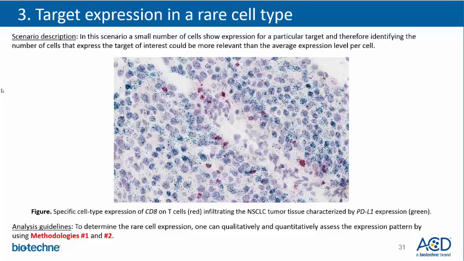In this lung cancer example, a small number of cells is expressing CD8 in red, and these CD8 positive T cells are infiltrating the PD-L1 positive tumor area with PD-L1 expression in green. One can qualitatively and quantitatively assess the expression pattern by using methodologies 1 and 2 for each of the targets.